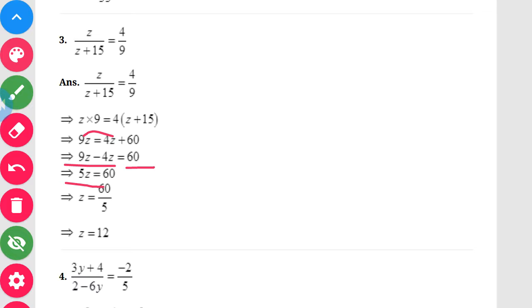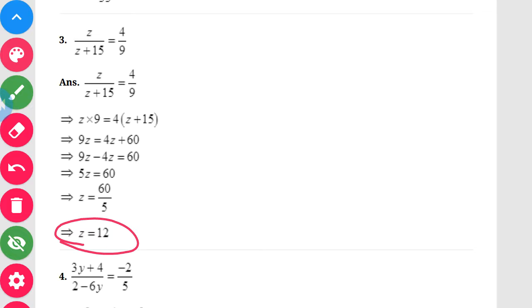So here, if you just see here, 5z also we can transpose to the RHS side. If you transpose, the multiplication becomes division, the same process, and you can just cancel it. That is 5 ones are and 5 12s are. So your answer will be z is equals to 12.